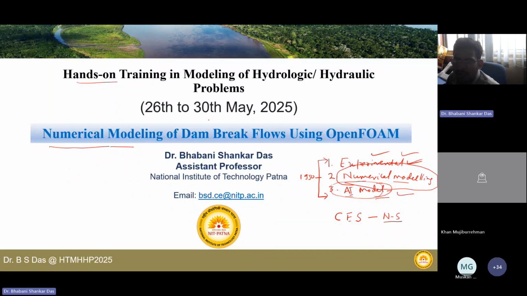So numerical modeling is a very important concept. Every water resource engineer should have some knowledge of that. Even if it is not your main research area or main domain, you should still know some numerical modeling, so that you can understand the background of any software.